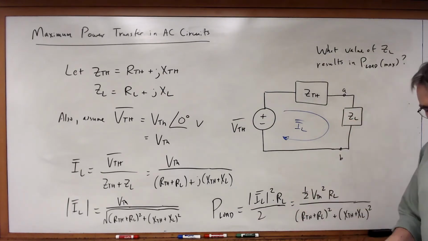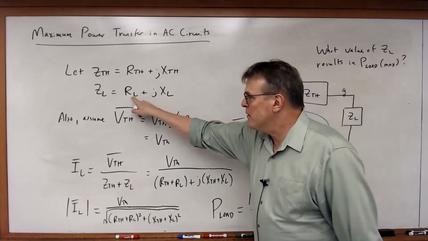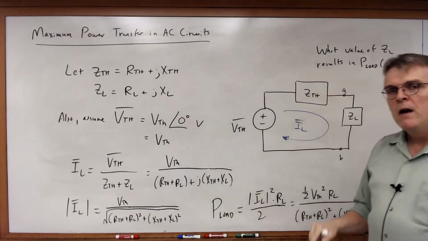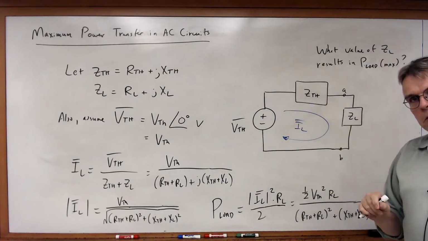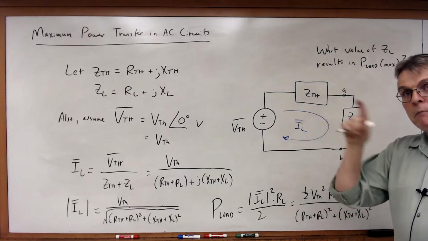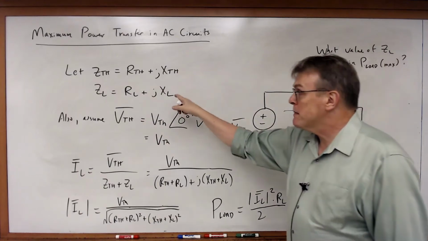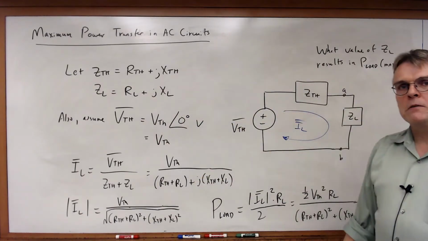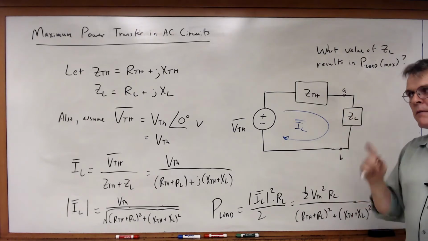So what do I need to do? Well, in this case, I can vary two terms. I can vary either RL or XL, which means I'm going to do the same thing I did before when we looked at maximum power transfer. I'm going to take the partial derivative with respect to RL, the partial derivative with respect to XL, and set both of those equal to 0 in order to find what my value needs to be. So let's do that.